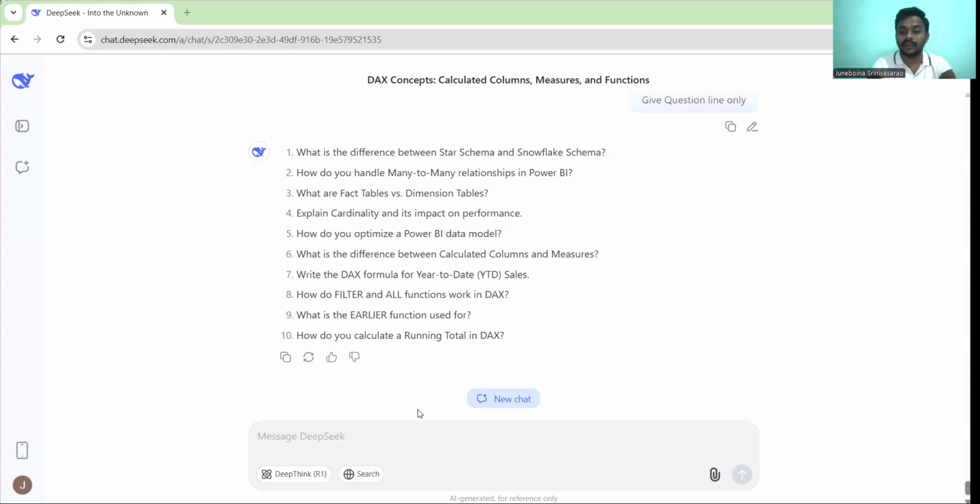How do you calculate a running total in DAX? Running total and cumulative sales are both the same. Here we are calculating the running total using the DAX formula. Running total equals CALCULATE of sum of sales amount, comma, FILTER of ALL of sales, comma, sales of order date less than or equal to MAX of sales of order date. It gives the cumulative sales of the sales table.